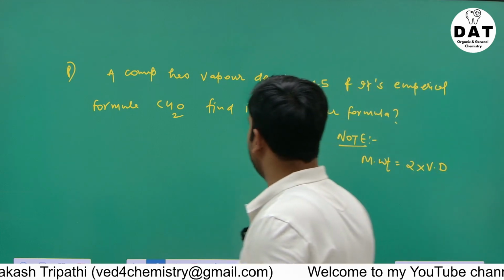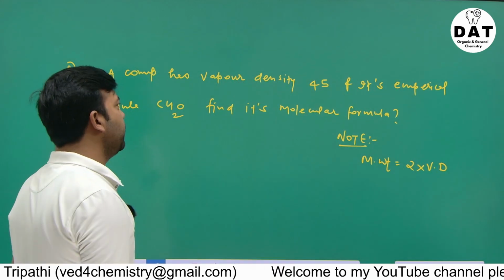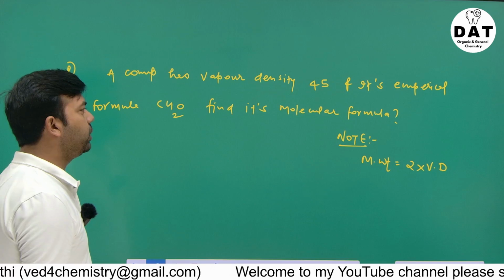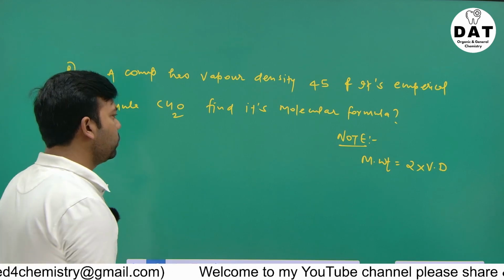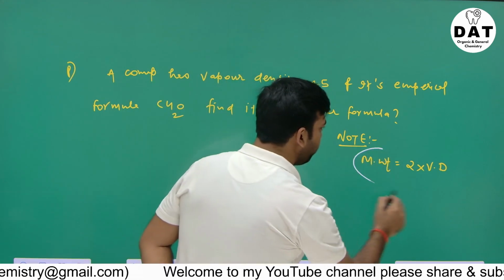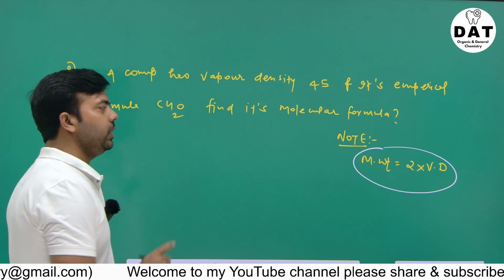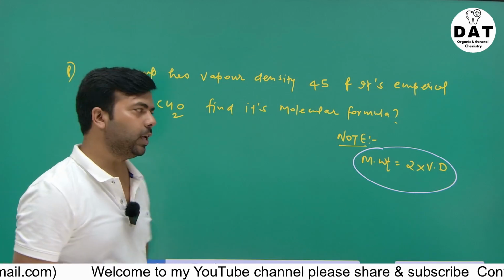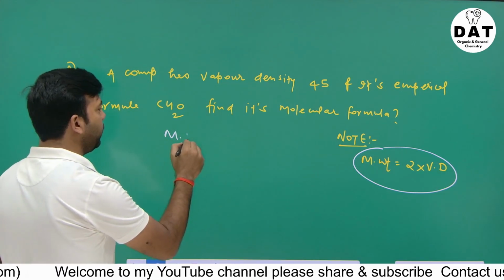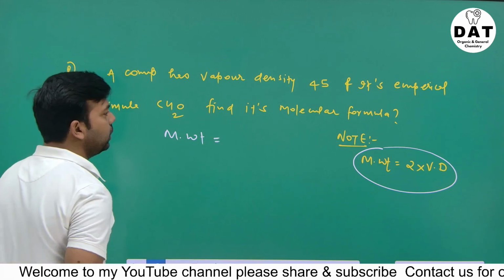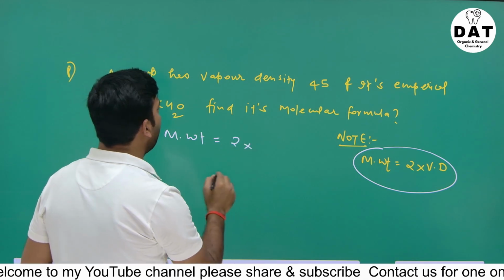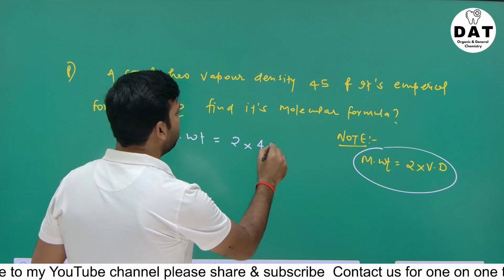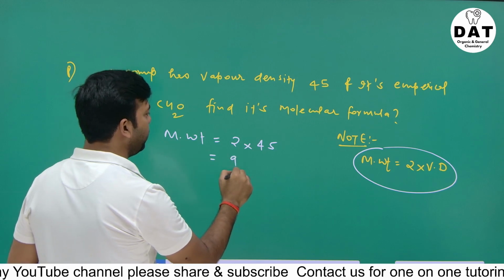A compound has a vapor density of 45 and its empirical formula is CH2O. What is the molecular formula? Here we have a formula between vapor density and molecular weight, which is molecular weight equals 2 into vapor density. So 2 into 45, the molecular weight will be 90.